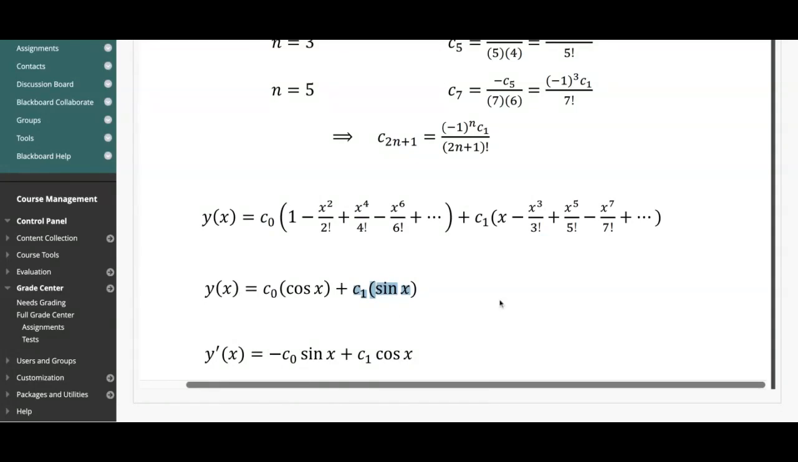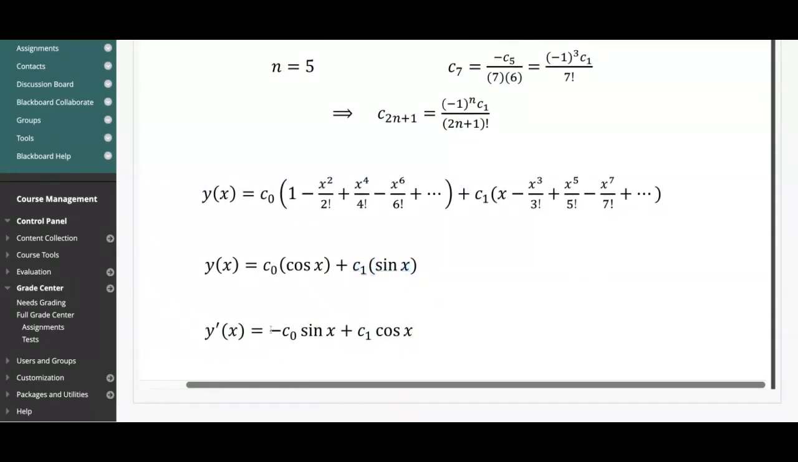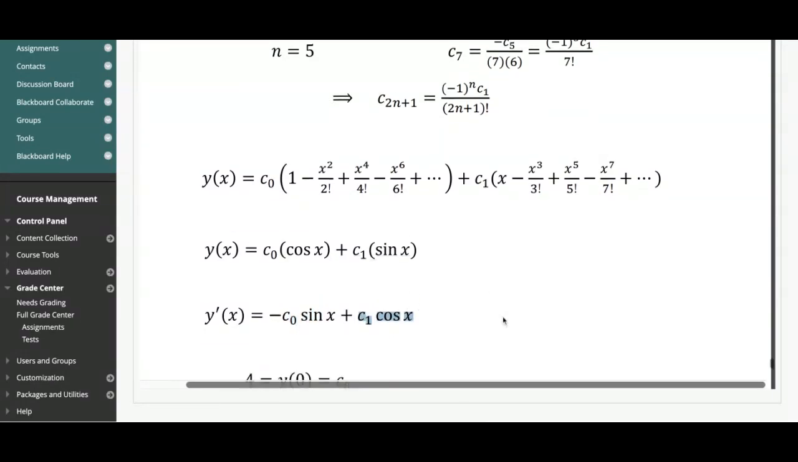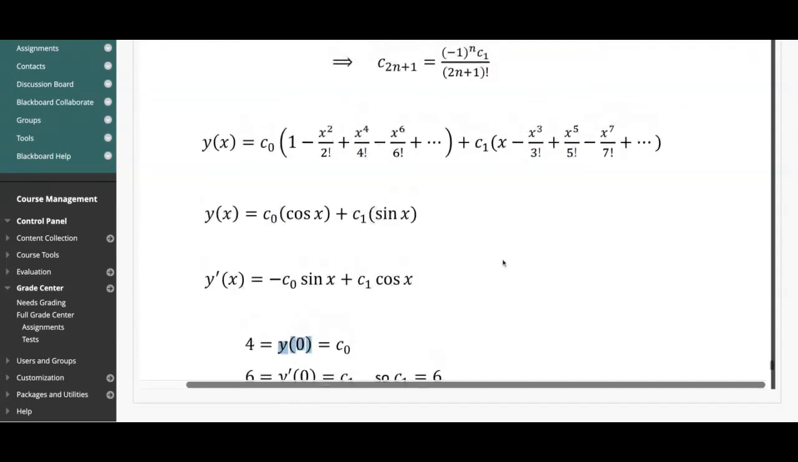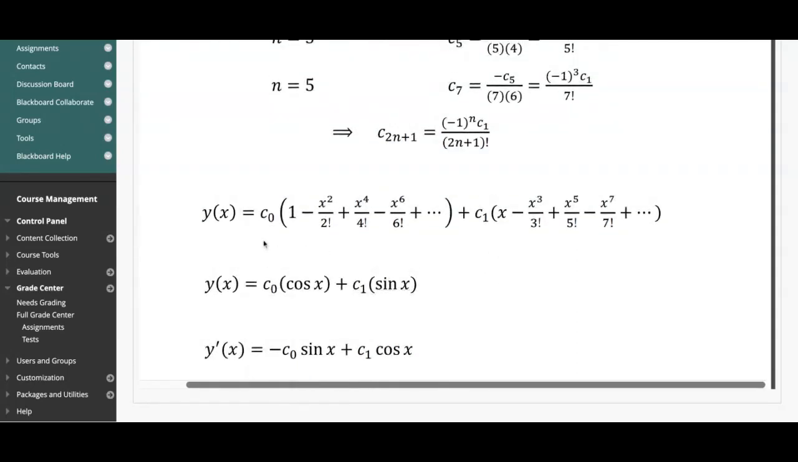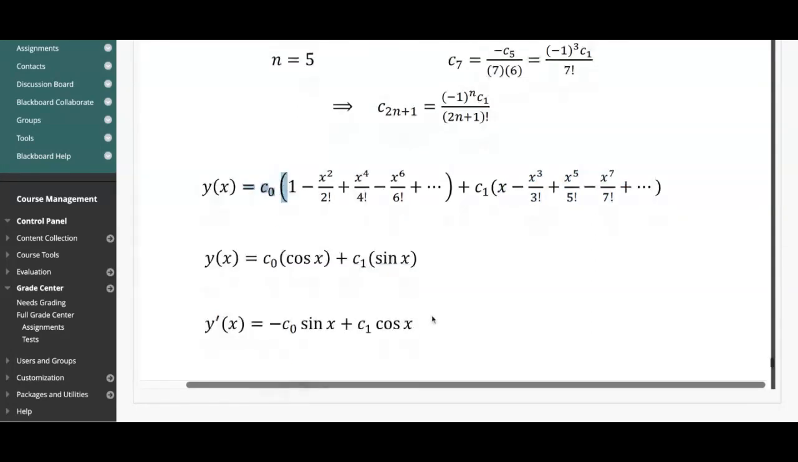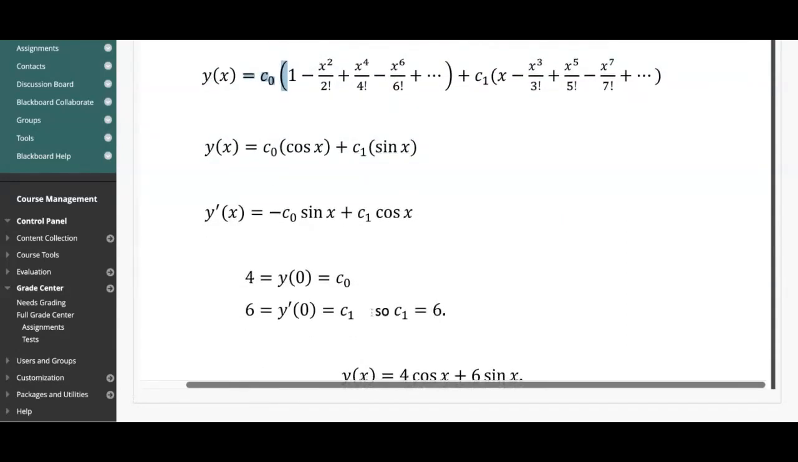And if we take the derivative of this, cosine is negative sine, so we get the negative C0 sine. The derivative of sine is cosine, so that's the first derivative. Then we use our initial conditions. So y of 0 is 4. So x is 0, this all becomes 0. We're only left with 1 times C naught. So that means C naught equals 4.